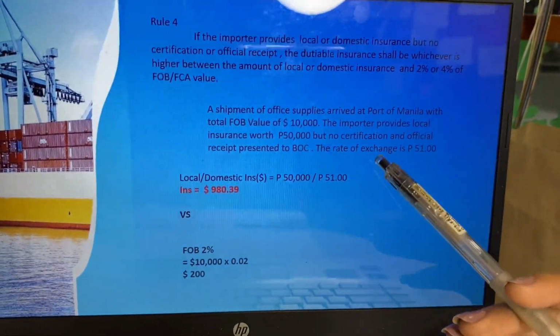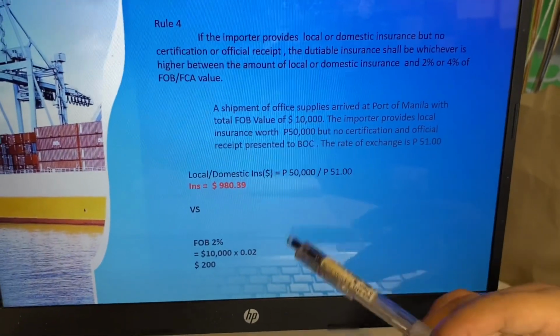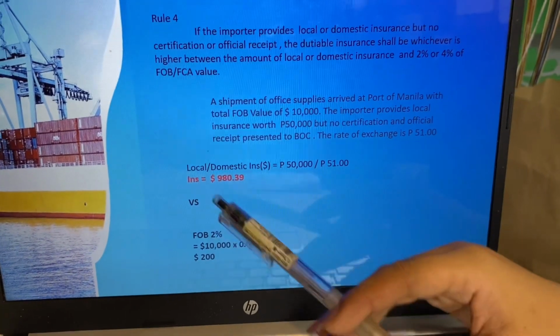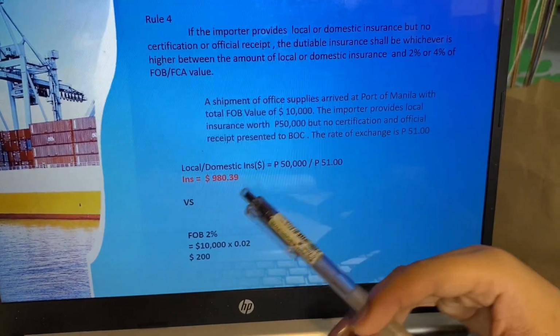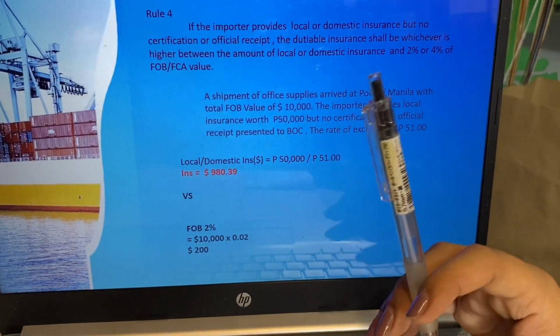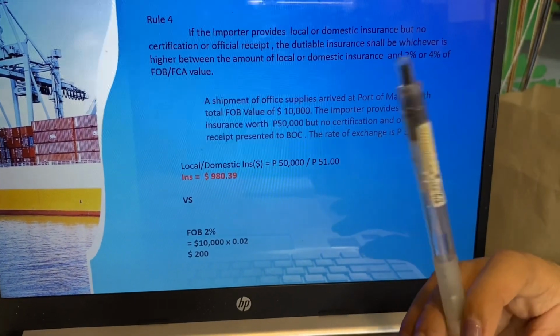So FOB of $10,000, 2% of 10,000, that would be 200. 200, if you're going to compare it with the 980.39. So our dutiable insurance in this word problem would be 980.39 US dollar.